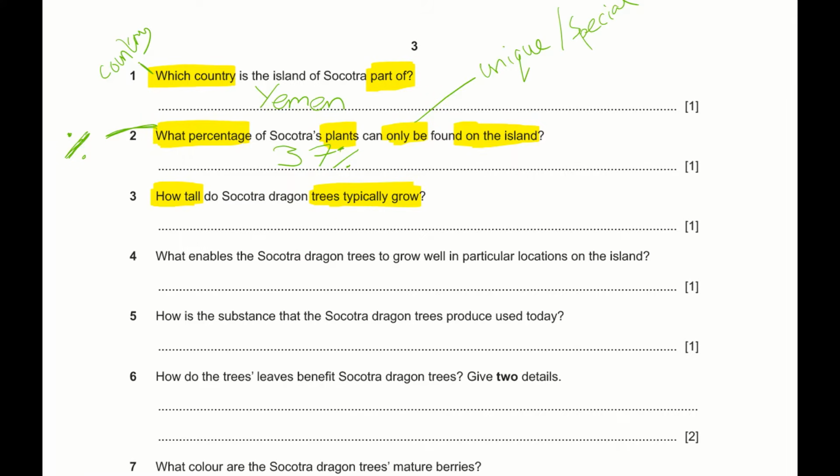Now, again, I'm going to think to myself, if it's talking about a tree and how tall, I'm going to get some sort of measurement. I think it's probably going to be in meters, because we're talking about a tree. You wouldn't usually measure a tree in centimeters, and you certainly wouldn't measure a tree in kilometers. So I'm thinking it's going to be meters. How tall do the dragon trees typically grow? Typical, usually.